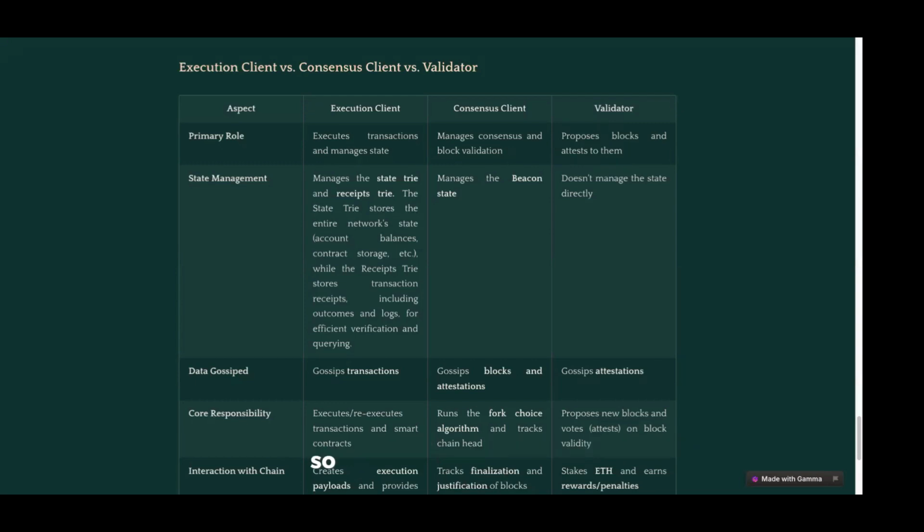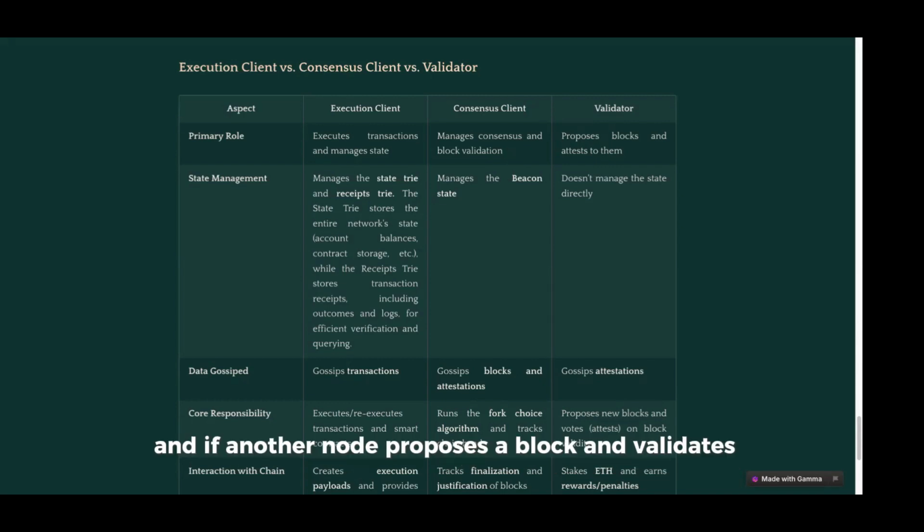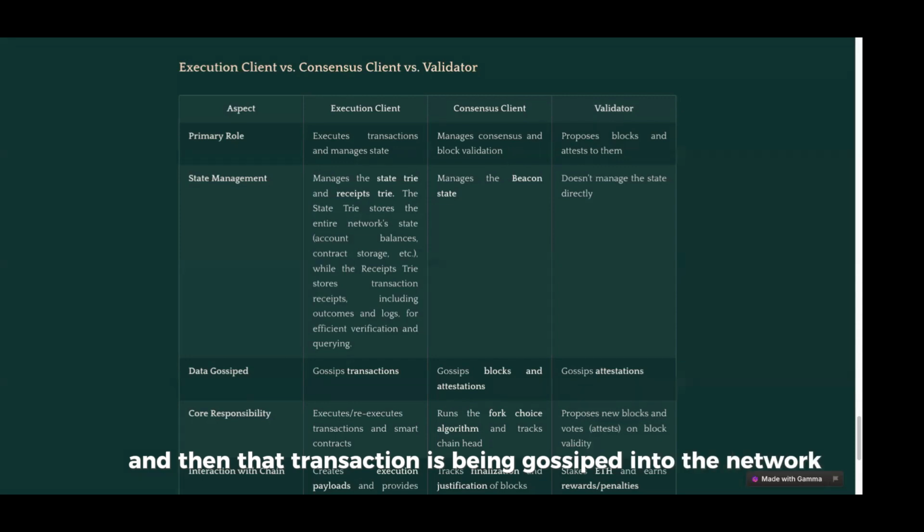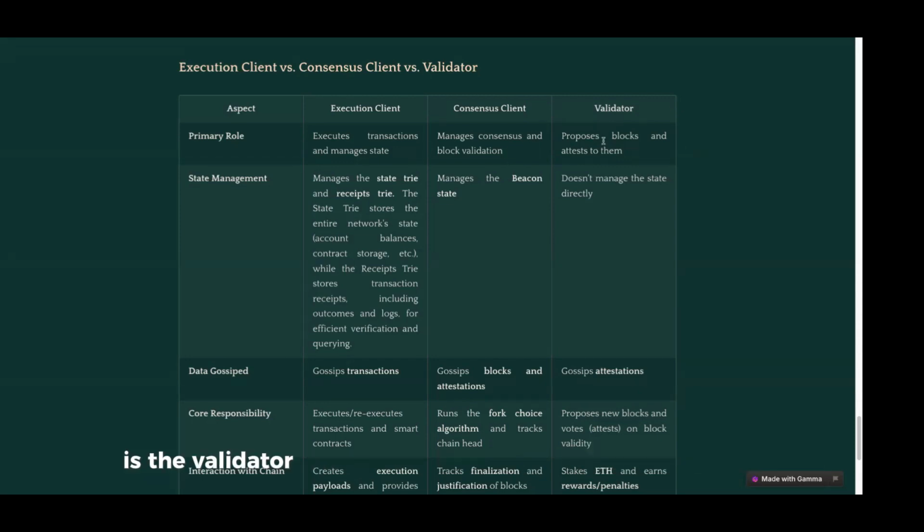So if there is need for a new block to be proposed, it is the validator client that proposes that block. And if another node proposes a block and validates that transaction, and then that transaction is being gossiped into the network, it is the validator client part of that validator node that then attests to those transactions.